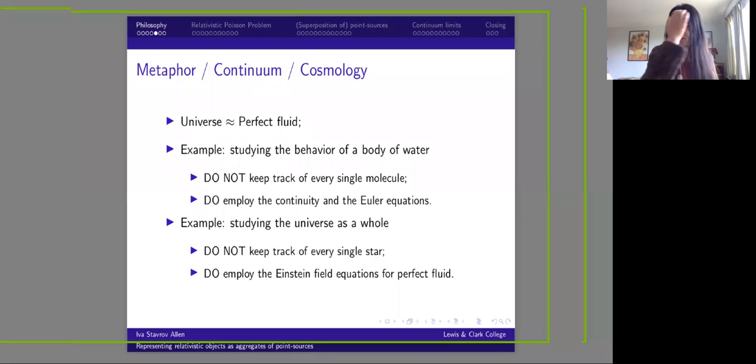So as a summary, when you study things on cosmological scale, you're effectively saying the universe is a perfect fluid. And there's this correspondence between, for example, a star and a molecule of water or something like that. And then at the level of differential equations, the counterpart to continuity and Euler equations would be Einstein field equations for a perfect fluid.